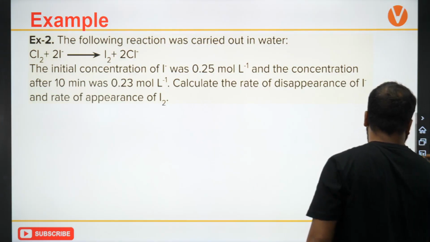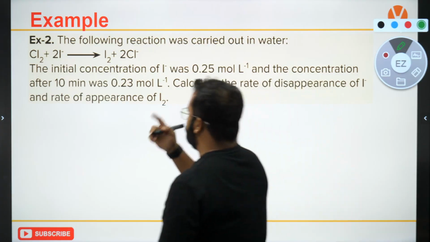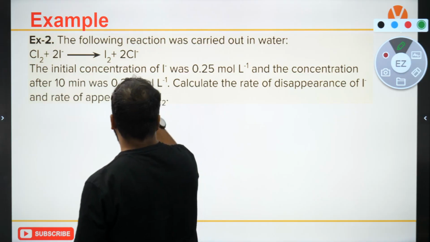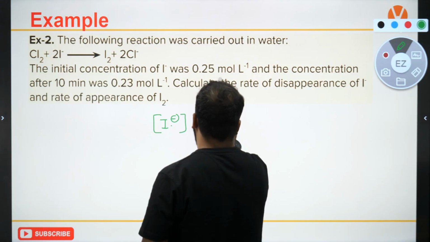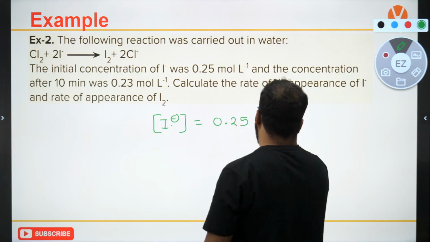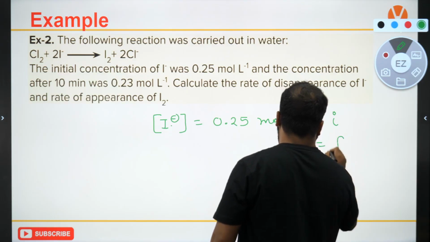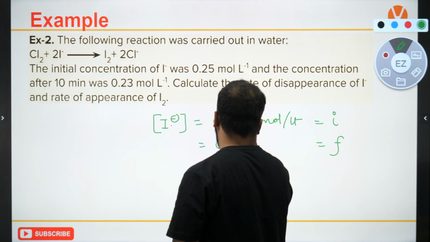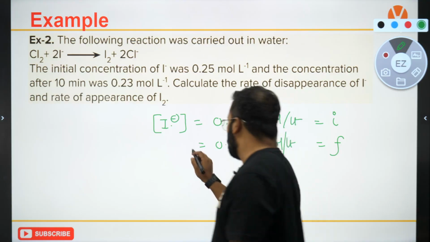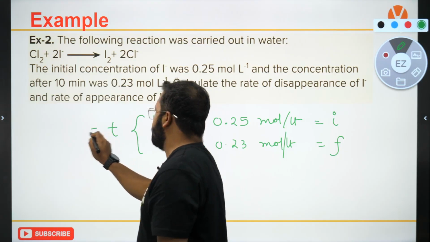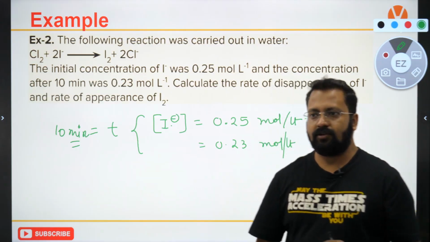कैसे solve करना है इसको? So what we have to do is we have to just see the rate of disappearance of I minus. So initial concentration of I minus is 0.25 moles per liter. So this is initial, final is 0.23 moles per liter. Okay, this is the final one. What is the time that it takes for this change? The time that it takes is 10 minutes. So can you tell me what is the answer to this?